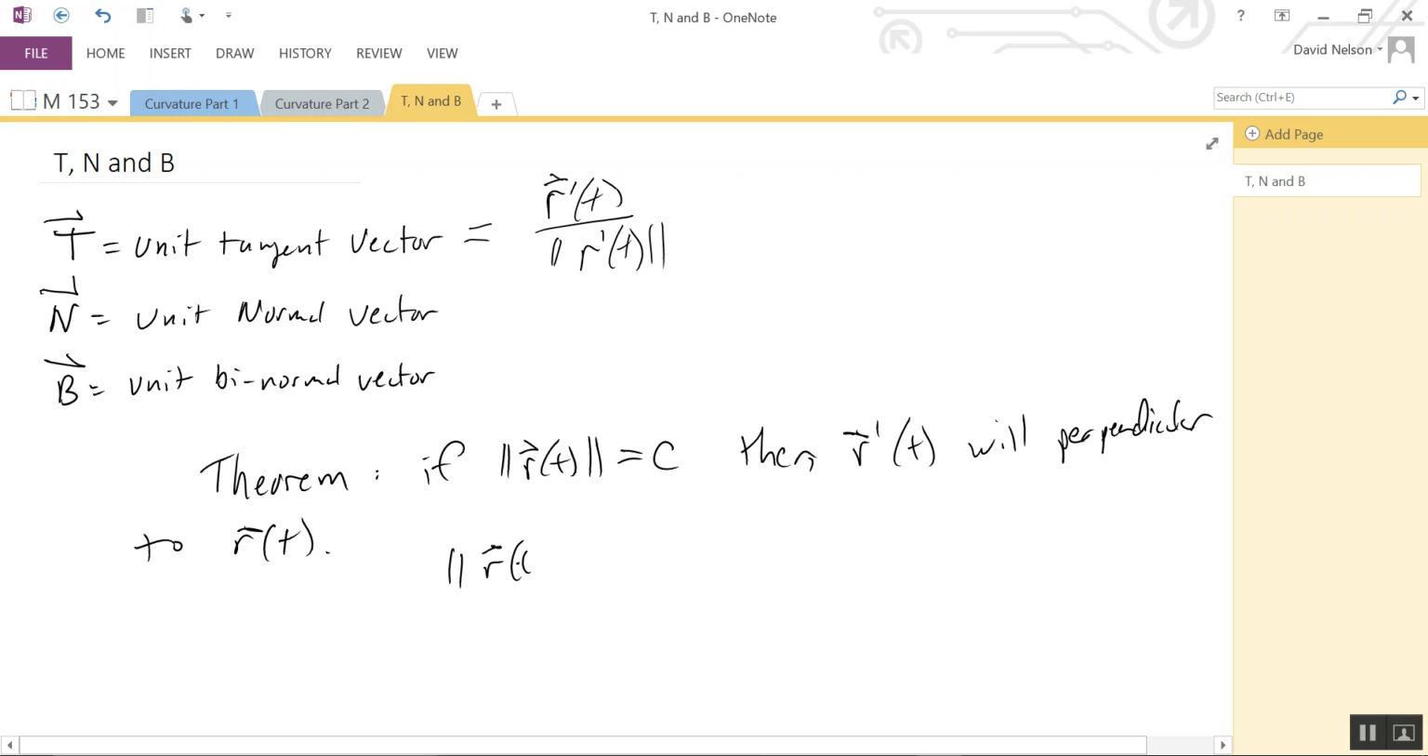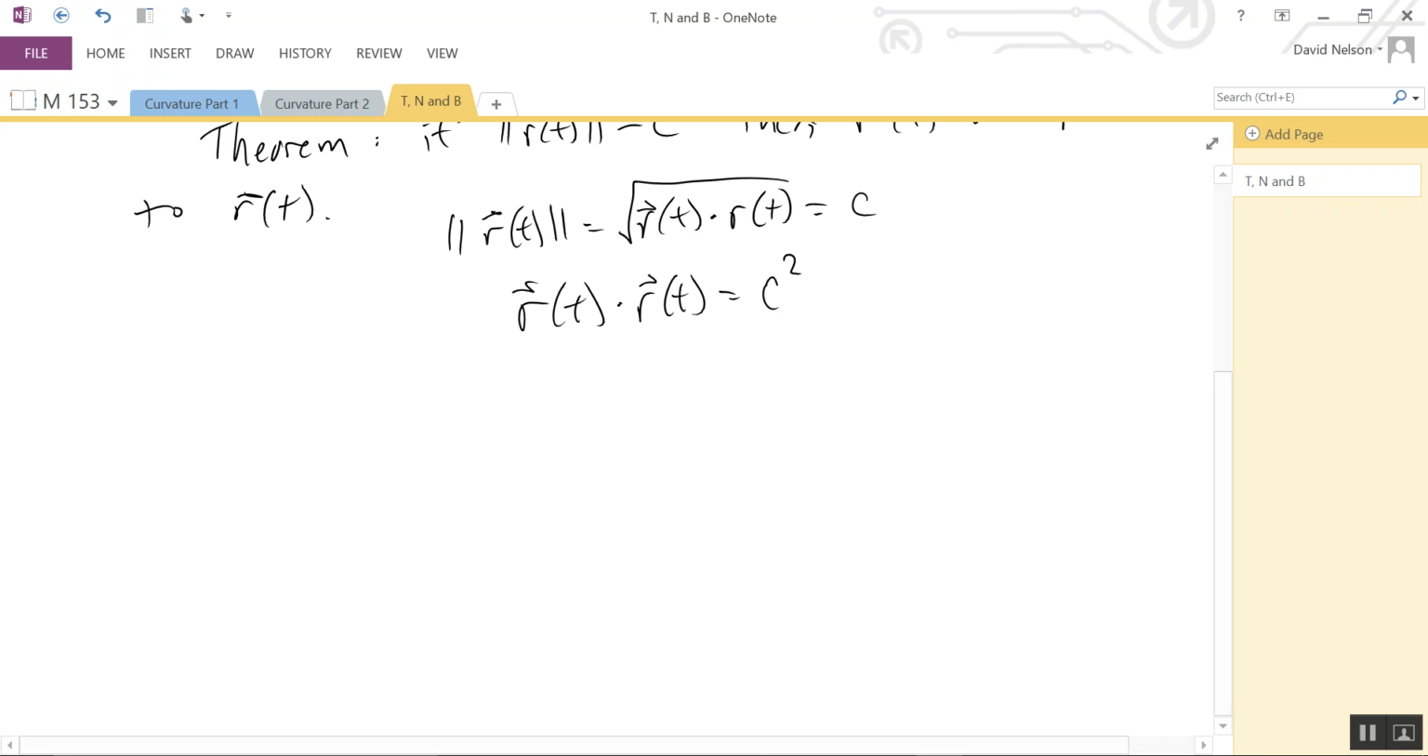magnitude of r of t is the square root of r of t dotted with r of t. And so that's going to equal our constant. And so what I can do is I can square that. And if I square that, I'll get that r of t dotted with r of t, that's the square of your length, is also equal to a constant. In this case it was the original constant squared, but it's still a constant.